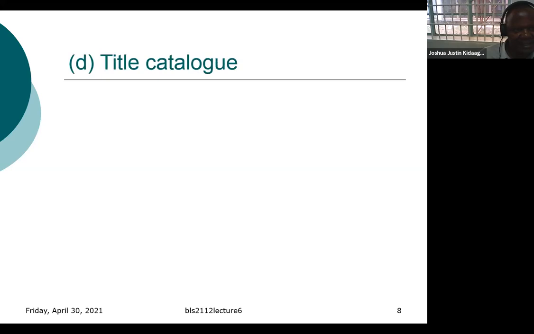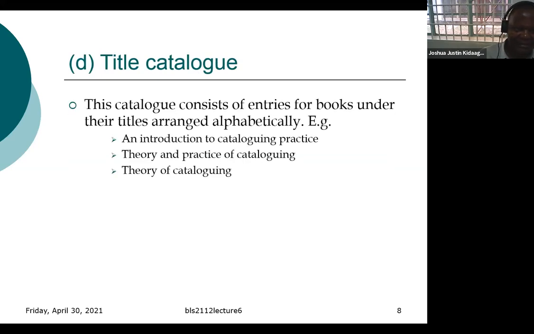Next, title catalog. This type of catalog consists of entries for books under their titles arranged alphabetically. And I've given examples of the titles: an introduction to cataloging practice, theory and practice of cataloging, then theory of cataloging. So arrange those alphabetically, what you get will be a title catalog. So indeed the first one comes first and the second one comes second. So already that is an alphabetical title catalog.